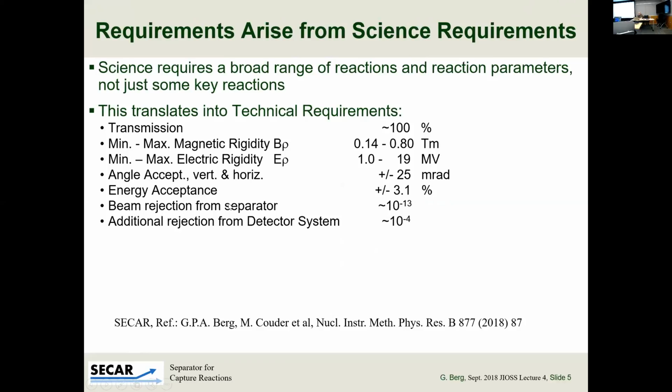The rejection of the separator, beam rejection, is 10 to the minus 13. So for 10 to the minus 13 beam, which you want to destroy, there should be only one event coming through your system.